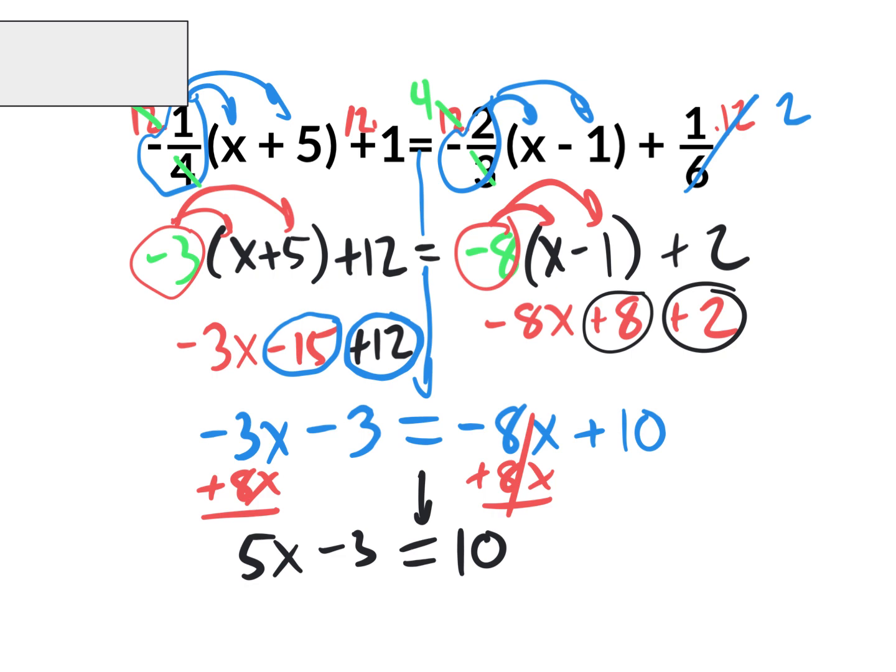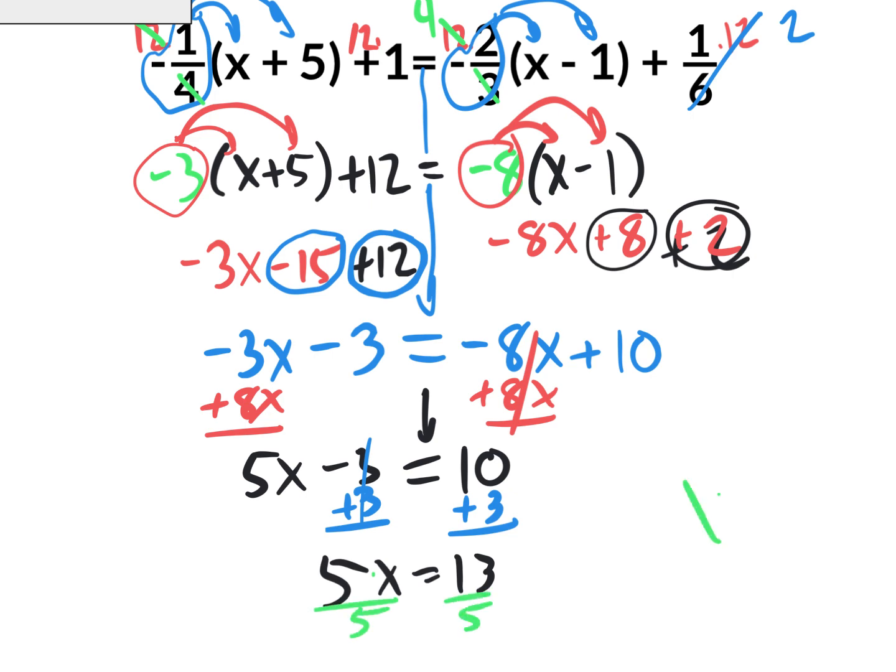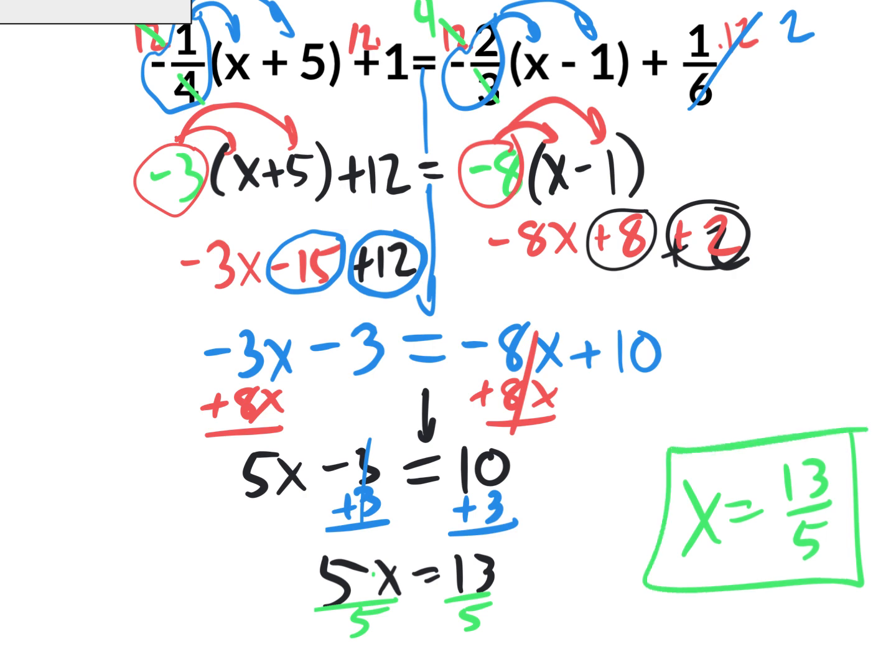We're almost done. How do I get rid of the minus 3? Plus 3. That's right. That cancels out. What I do to one side, I do to the other. I end up with 5x equals 13. Okay, let me make some space here. Whoops, that didn't work out. 5x equals 13. And final step would be to get rid of the multiplication of 5 by dividing by 5, and x equals 13 over 5. And there's my answer.